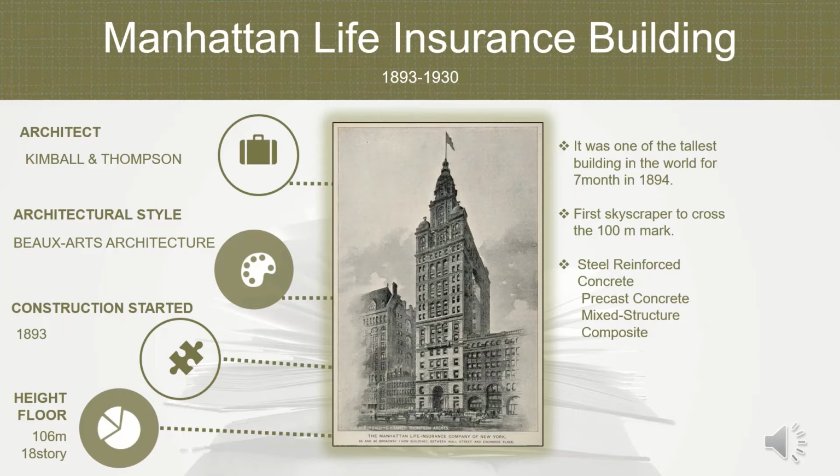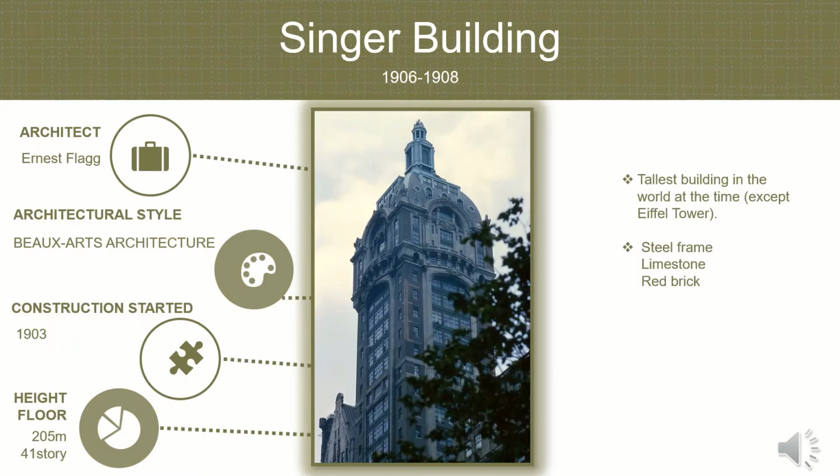The Manhattan Life Insurance Building was made of steel, reinforced concrete, and precast concrete, a mixed composite structure. The Singer Tower started in 1906 and ended in 1908. It was the tallest building in the world at that time, except for the Eiffel Tower.